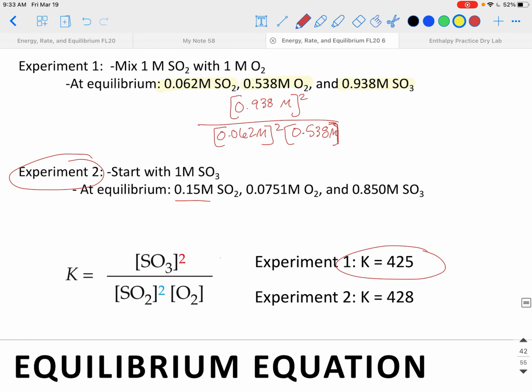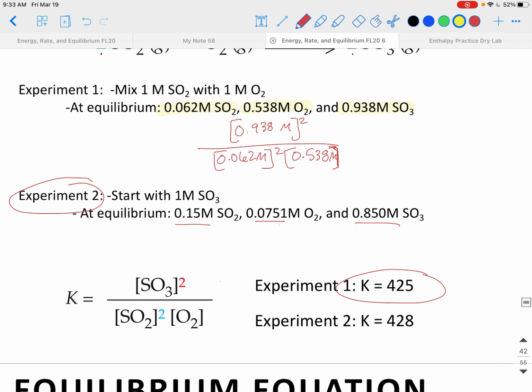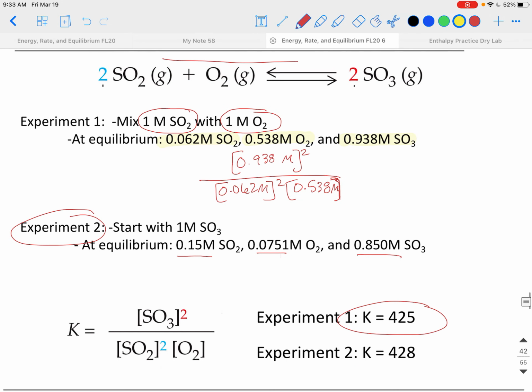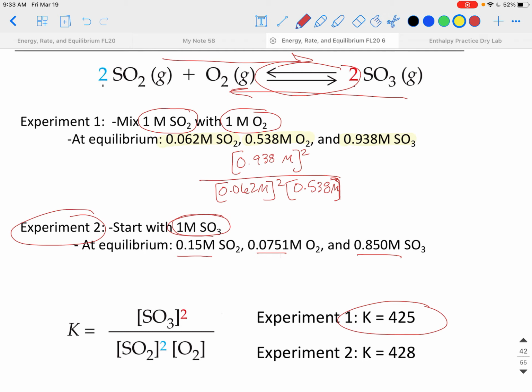For experiment 2, you have these different numbers. Okay. Notice for experiment 1, it looks like you're mixing 1 molar SO2 and 1 molar O2. So you're starting with all reactants and you're running the reaction this way. And then eventually you reach equilibrium where you have a reversible reaction. Experiment 2, you're just starting with only product and you're running the reaction in the reverse order, but eventually you reach equilibrium. And here are the equilibrium concentrations.